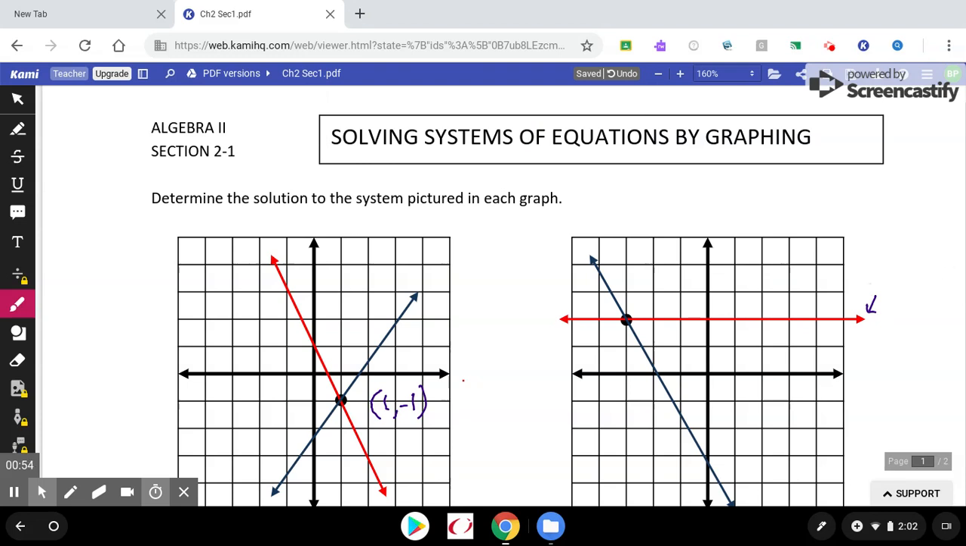So I got an x coordinate of -3, comma, I got a y coordinate of +2. That's where they cross. That's the solution to the system.